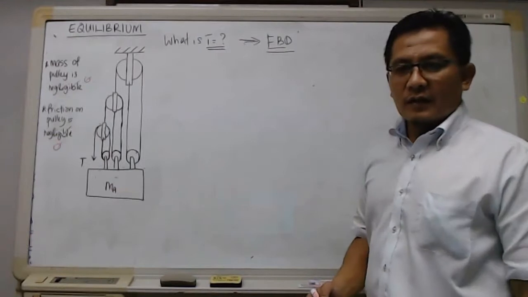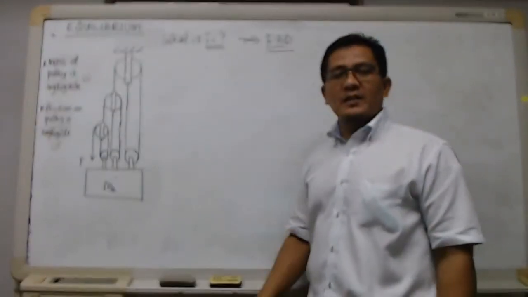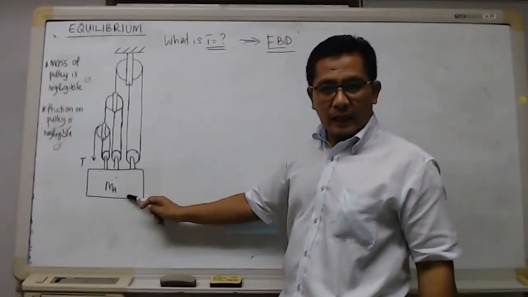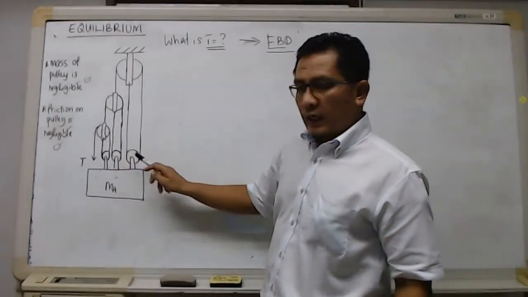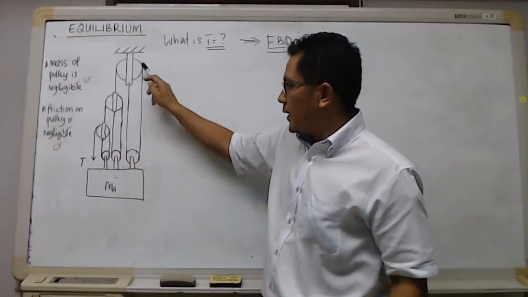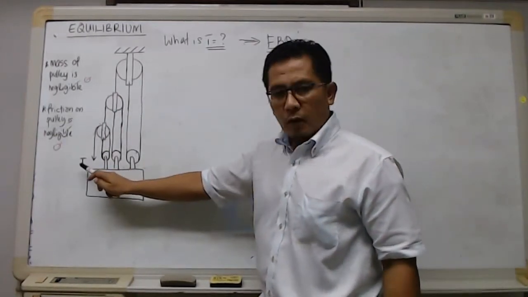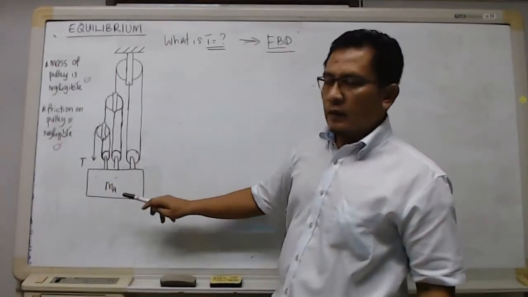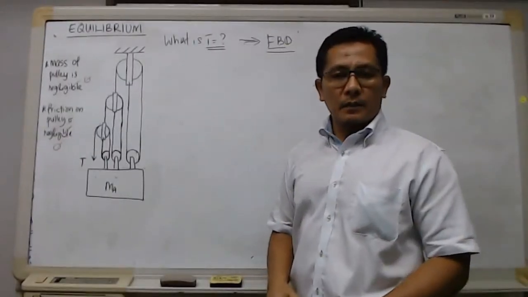So today we're going to learn about the equilibrium in the 2D pulley system. This is the situation. We have a block of mass A hung using 6 pulleys and a cable wrapped along all the pulleys. With this configuration, we can have a very small T to hold the mass at this position. As long as the thing is stationary like this, we call it a static equilibrium.